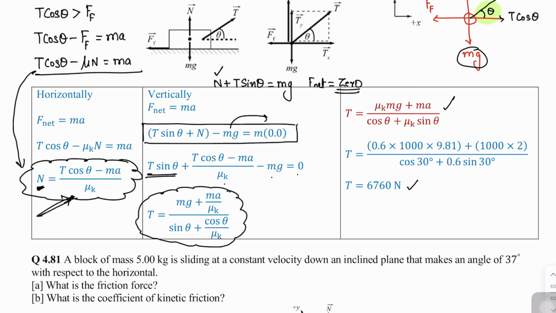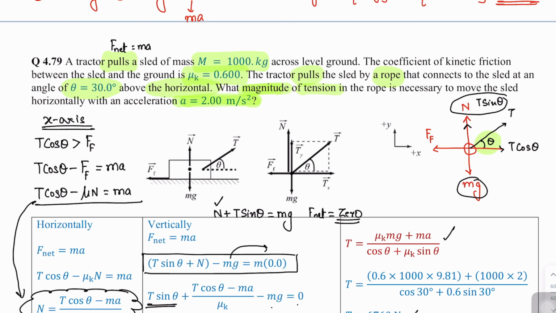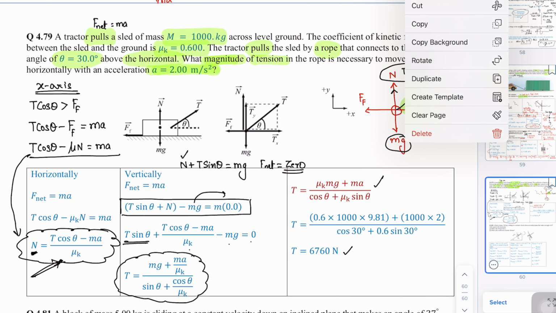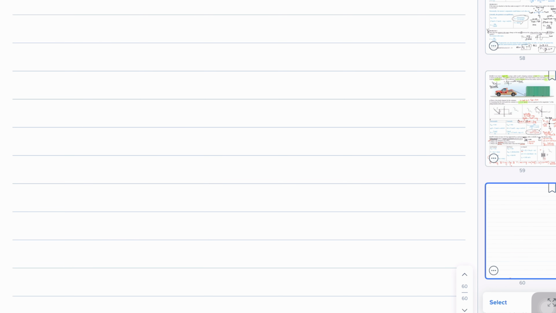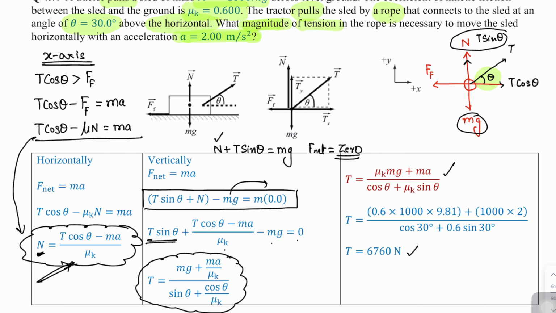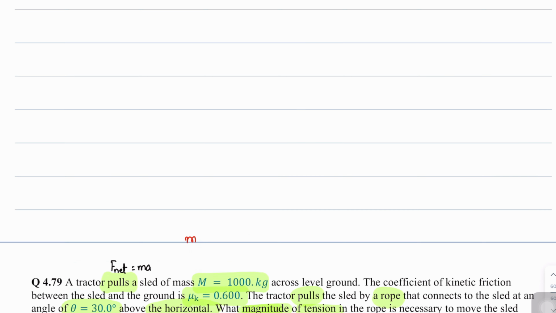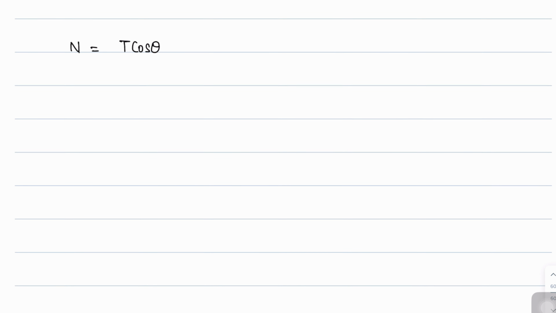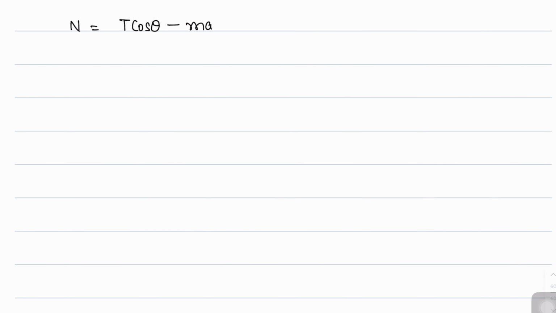Okay, I will take a page here. Just give me a second so that I can explain this. Hold on. Okay, now I will explain this. So we have N is equal to T cosine theta minus MA divided by mu. Okay, this is for the horizontal.